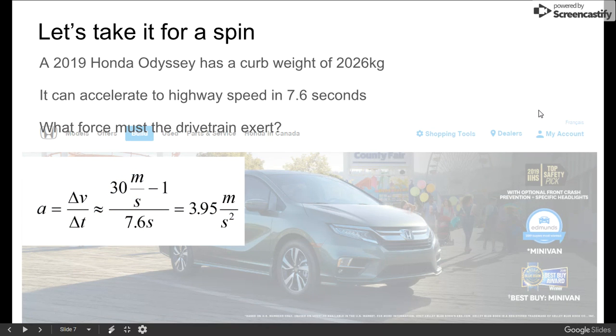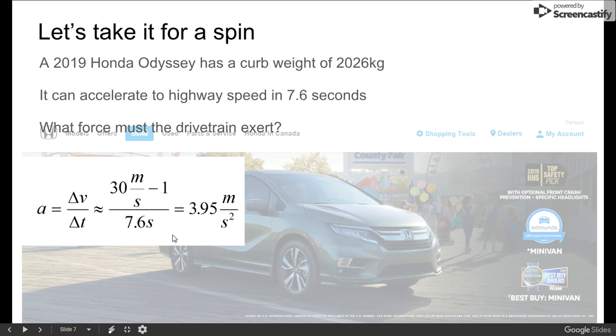Step 1, you knew several weeks ago. In order to calculate F equals ma, you need to get a. So acceleration is delta v over delta t. 30 meters a second. Why I have -1, I have no idea. It should be -0 because it came from rest. And I'm getting about 3.95 meters per second squared acceleration.